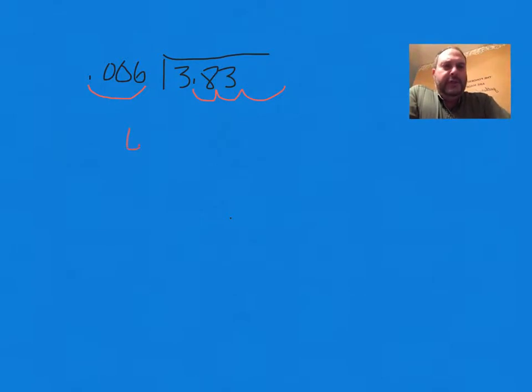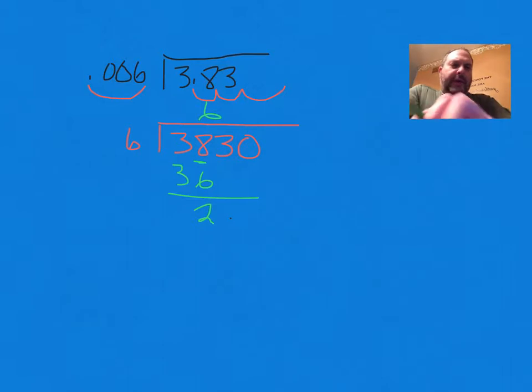Now we have 6, and the number that we're going to divide by 6 is 3, 8, 3, and then tack that 0 on the end. Alright, so let's get started. 6 will not go into 3, but it will go into 38 6 times. 6 times 6 is 36. I do my subtraction. I now have 2.